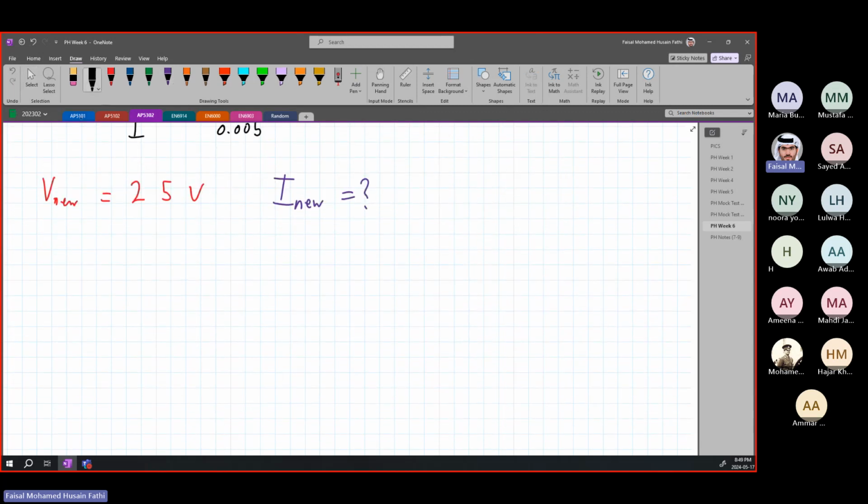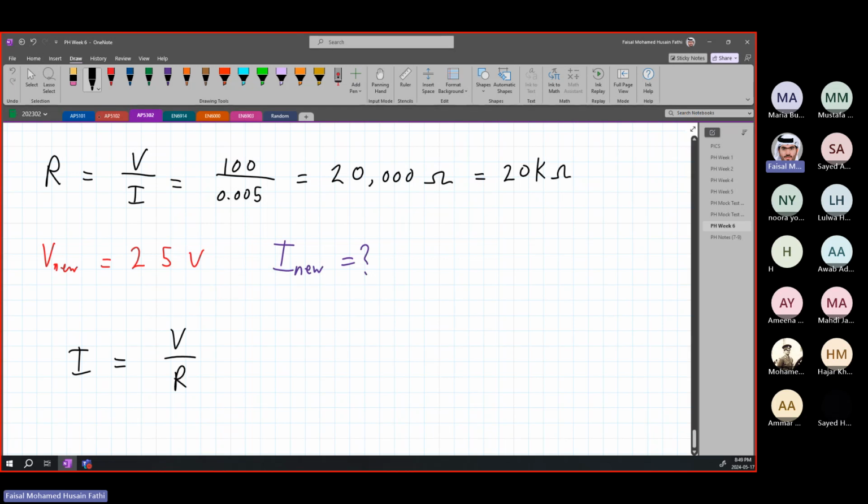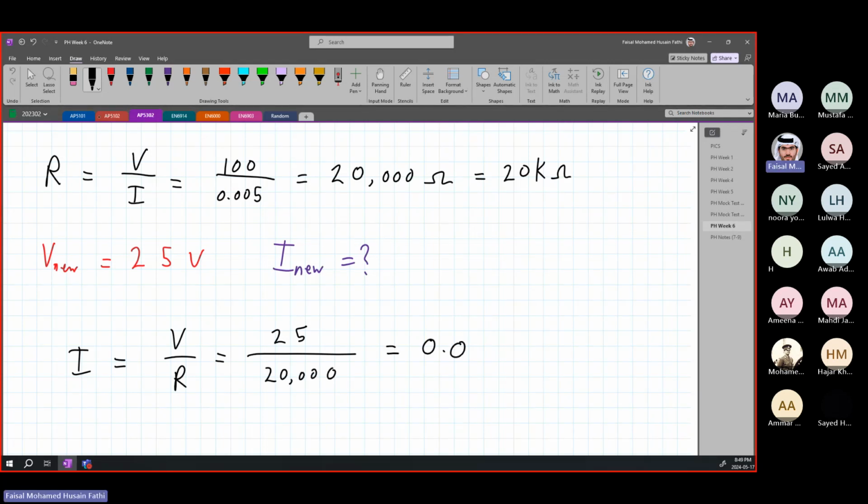So what we need to find is current, and using the triangle, I is equal to V divided by R, which is equal to 25 divided by 20,000 ohms, which is going to give us 0.00125 amperes. Again, you can convert this into milliamperes. It will be 1.25 milliamperes. And that's pretty much it.